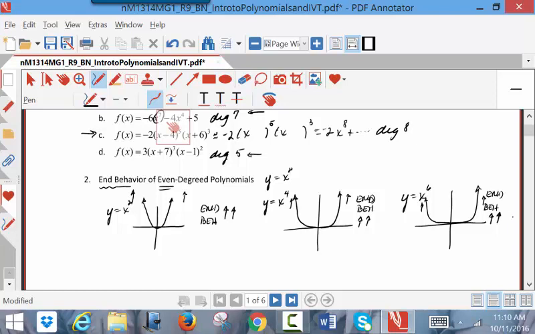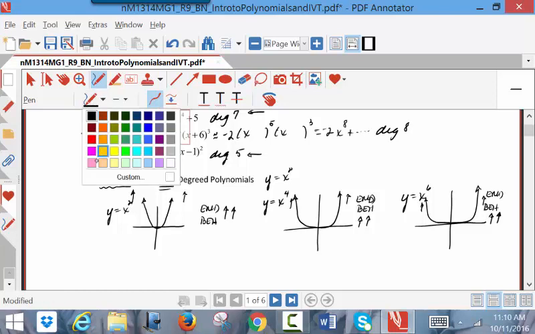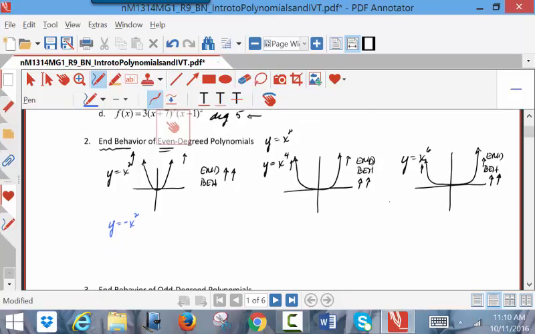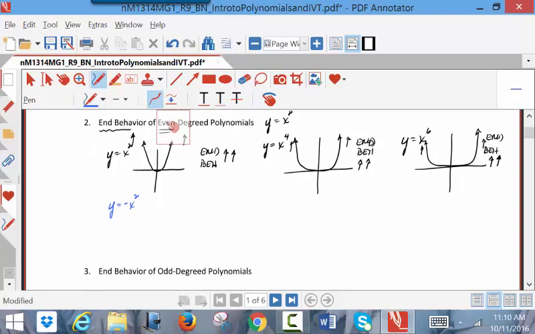Up on the left and up on the right. Now I'm going to change my pen color and stay on this same graph. But now I'm going to look at y equaling a negative x squared. That's still an even degreed polynomial, but when it's negative, what does it do to the graph? It flips it over the x-axis. It reflects it over the x-axis.